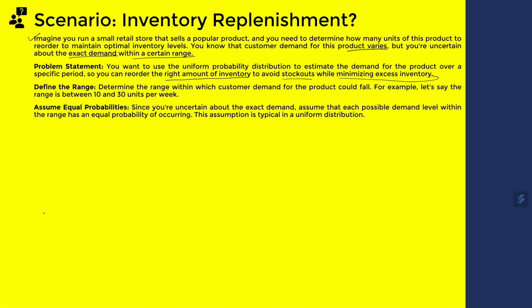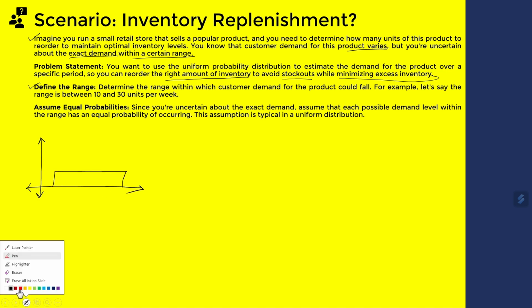So the range is also given to us. We are going to determine the range within which customer demand for the product could fall. For example, let's say the range is between 10 and 30 units per week. Alright, so whenever it comes to uniform probability distribution, we'll have to plot the range in the diagram.